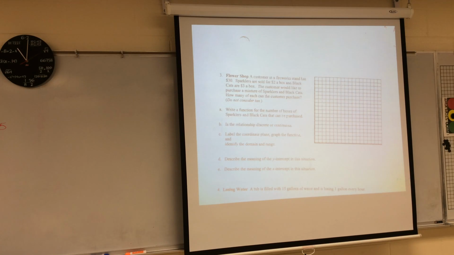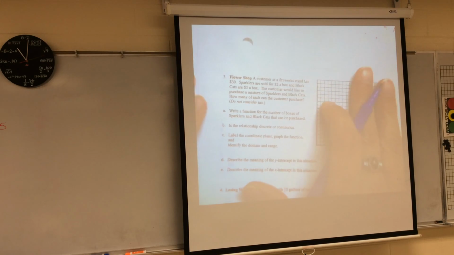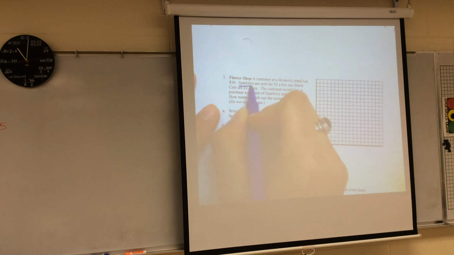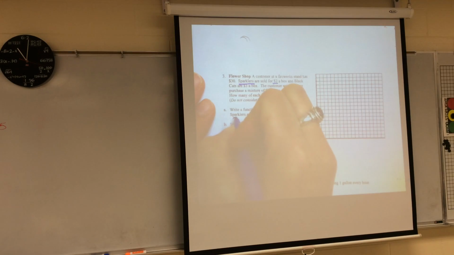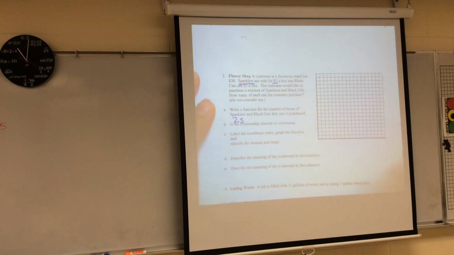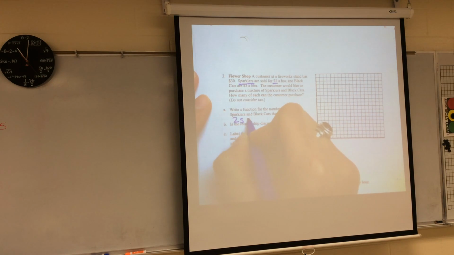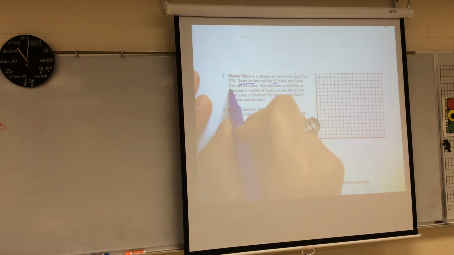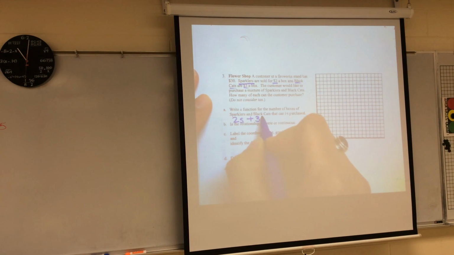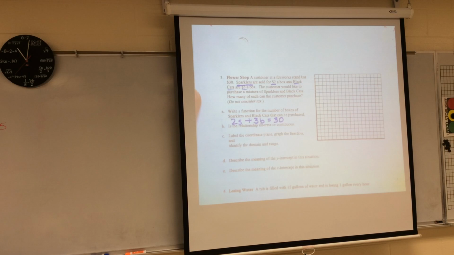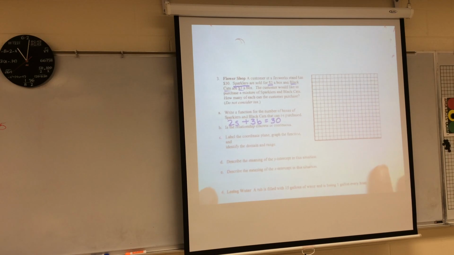You ready? A function. So here, I've got sparklers are $2. So can I write 2F to tell me how much I'm going to spend on sparklers? Okay. And black cats are $3 a box. So plus 3B equals 30.